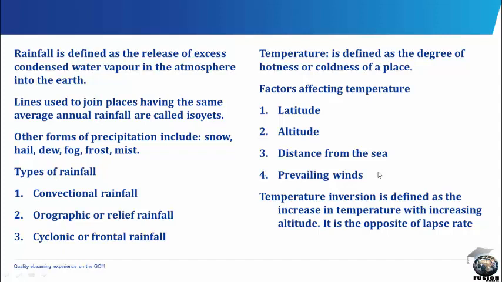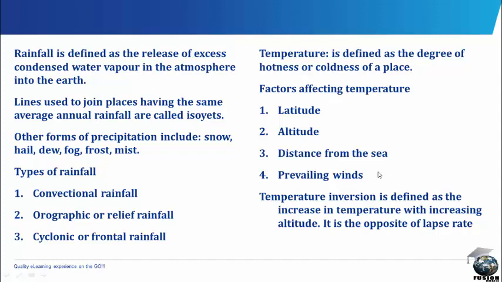3. Cyclonic or frontal rainfall. This rain is formed when warm moist air comes into contact with cooler and drier air. This happens over an area of low atmospheric pressure in which the warm moist air is forced to rise above the cold dry air. Temperature.